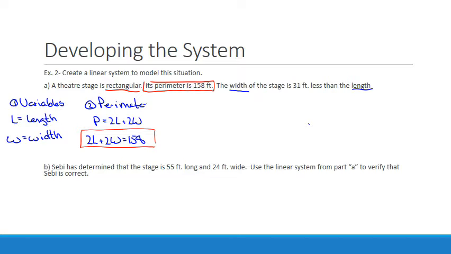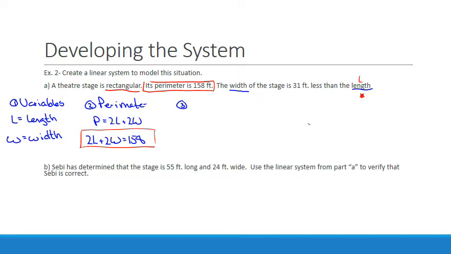The next sentence says the width of the stage is 31 feet less than the length. So I can create a statement out of that as well. Now, when you do this, I like to work backwards from the thing I'm talking about. So it says length here. Whoops, I put an X here. I should put an L because that's what we're using for this, L and W. If I know that length is L, and it's saying that something is 31 feet less than the length, so I gotta switch my colors up here, sorry.